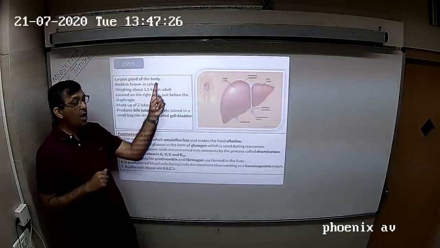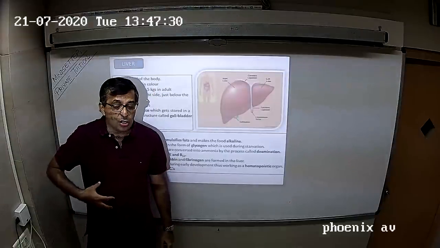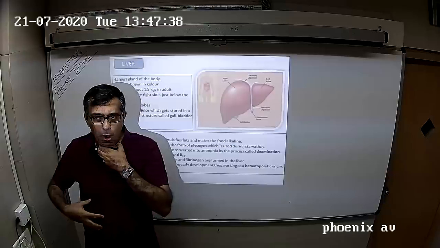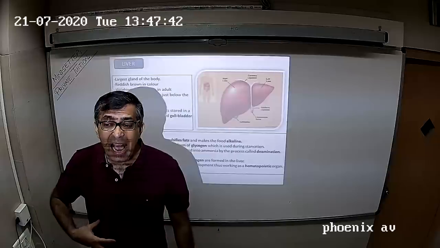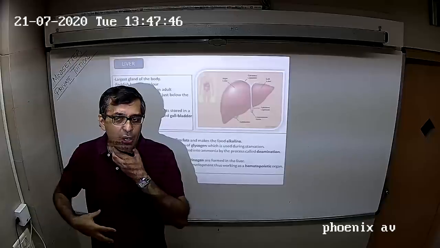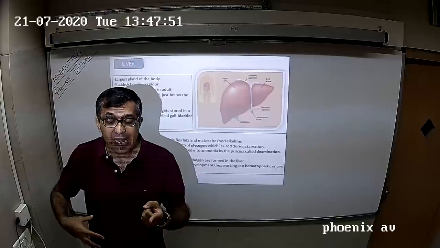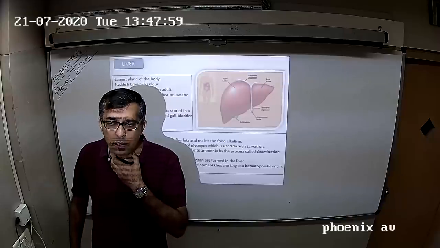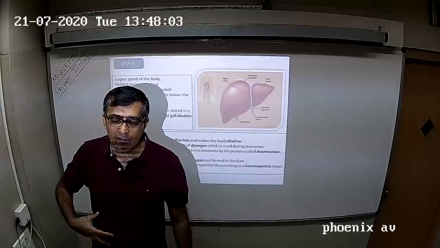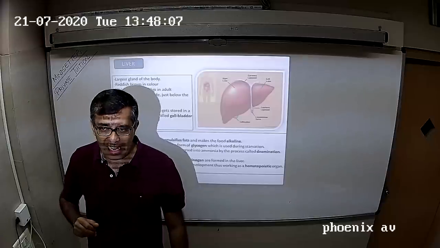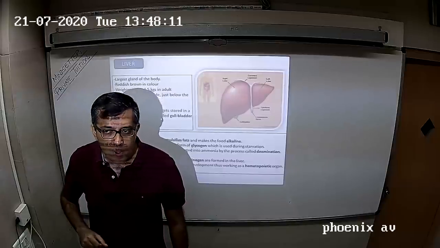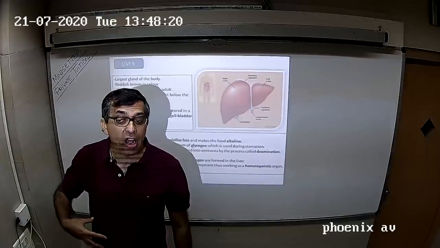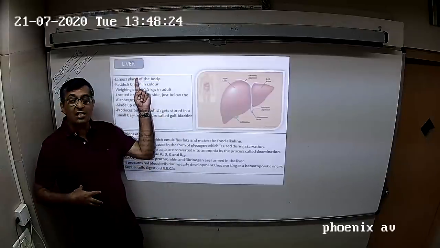The liver is the largest gland of the body. Your thyroid gland is the largest endocrine gland of the body, and the liver is the largest exocrine gland. What do you mean by this? Thyroid gland produces hormones, thyroxine. Liver produces bile, which is an enzyme. Any gland which produces hormones is called an endocrine gland. Any gland which produces enzymes is called an exocrine gland. So which is the largest endocrine hormone producing gland? Thyroid. And which is the largest enzyme producing exocrine gland? Your liver.